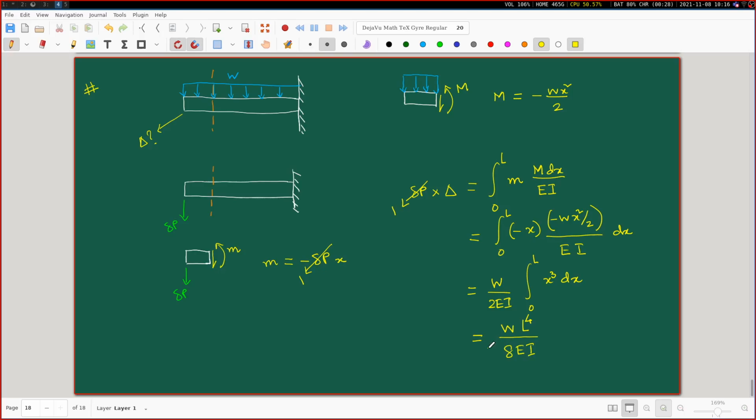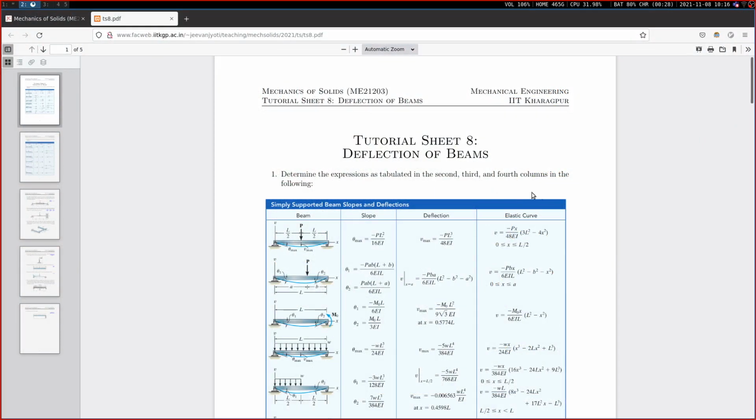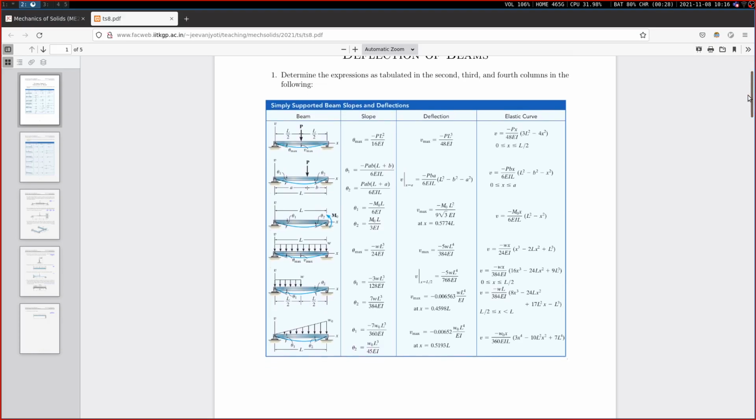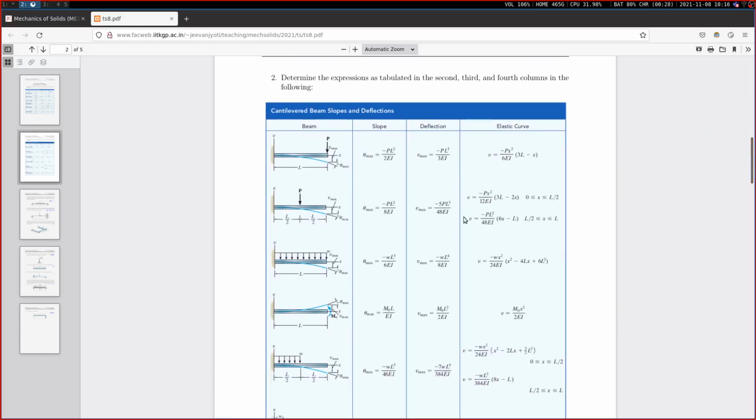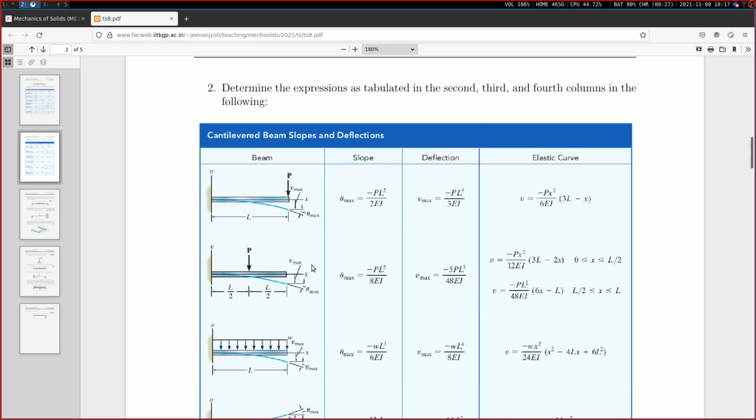Okay, and let us quickly check if this is the correct answer by referring to the tutorial sheet on the deflection of beams, where in the first two problems I had put a catalog of solutions. So let us refer to that, tutorial sheet number 8. Here the first problem was enlisting the various solutions associated with the simply supported beam that we don't need. The second problem had various cases associated with the cantilever beam. And this third case that you see, I hope you can all see this. Okay, so maybe I can zoom in.